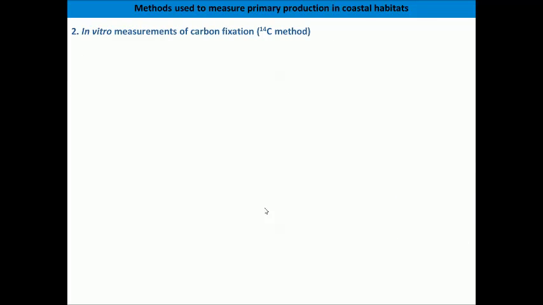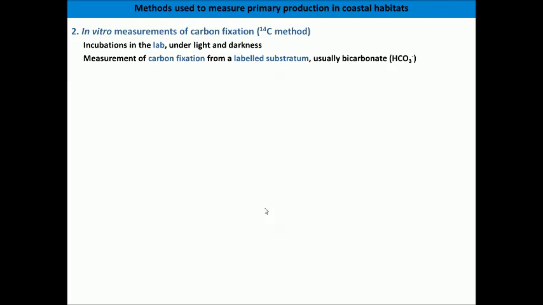A second method that is carried out in vitro is measuring carbon fixation using a carbon-14 method. So it's done using incubations under light and darkness, like any method that involves incubations. And you're measuring carbon fixation from a labeled substrate, usually bicarbonate. There are still problems with this method.